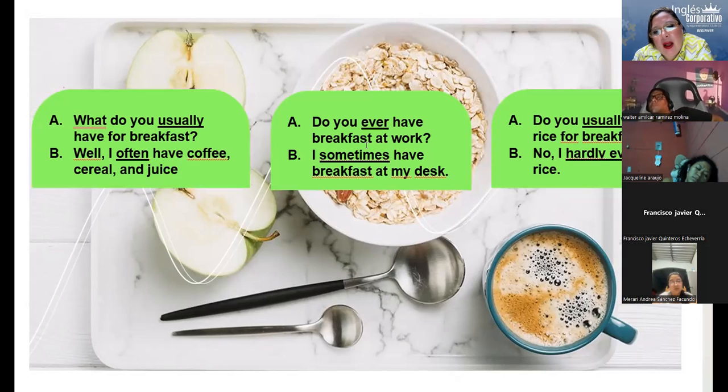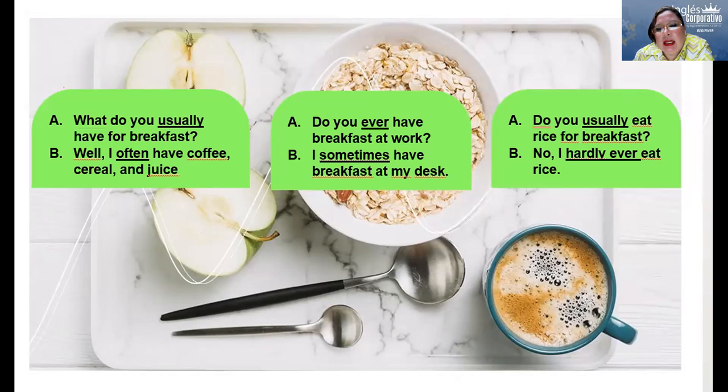Juice. Ahora, do you ever have breakfast at work? ¿Alguna vez? Do you ever, alguna vez. Veamos la palabra, ever. Ever significa que está preguntando alguna vez, right? Do you ever have breakfast at work? I sometimes have breakfast at my desk. Okay, veamos esta otra. Do you usually eat rice for breakfast? No, I hardly ever eat rice.